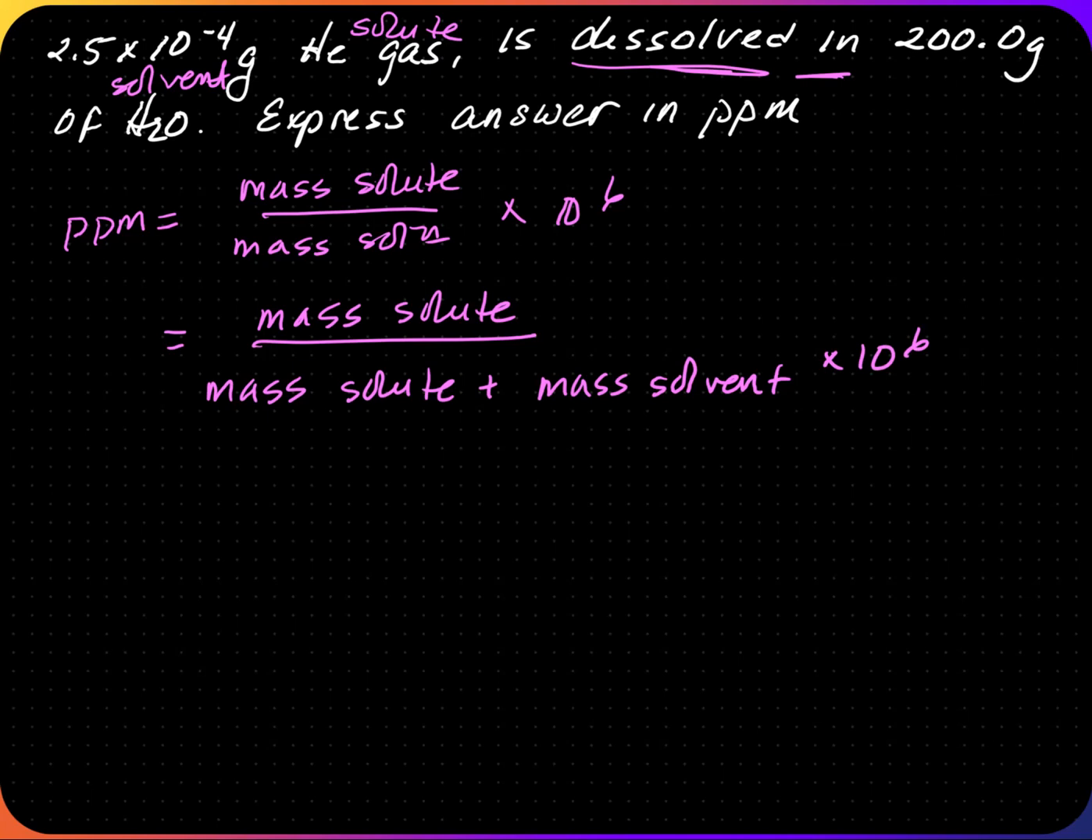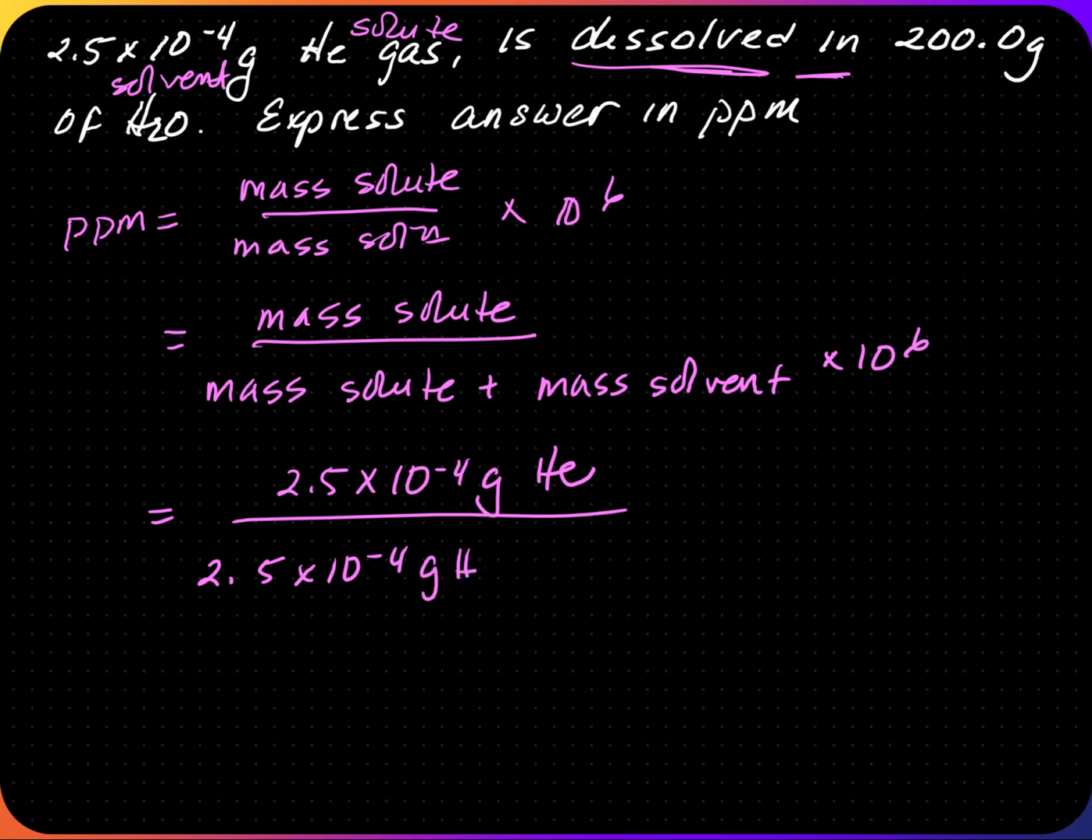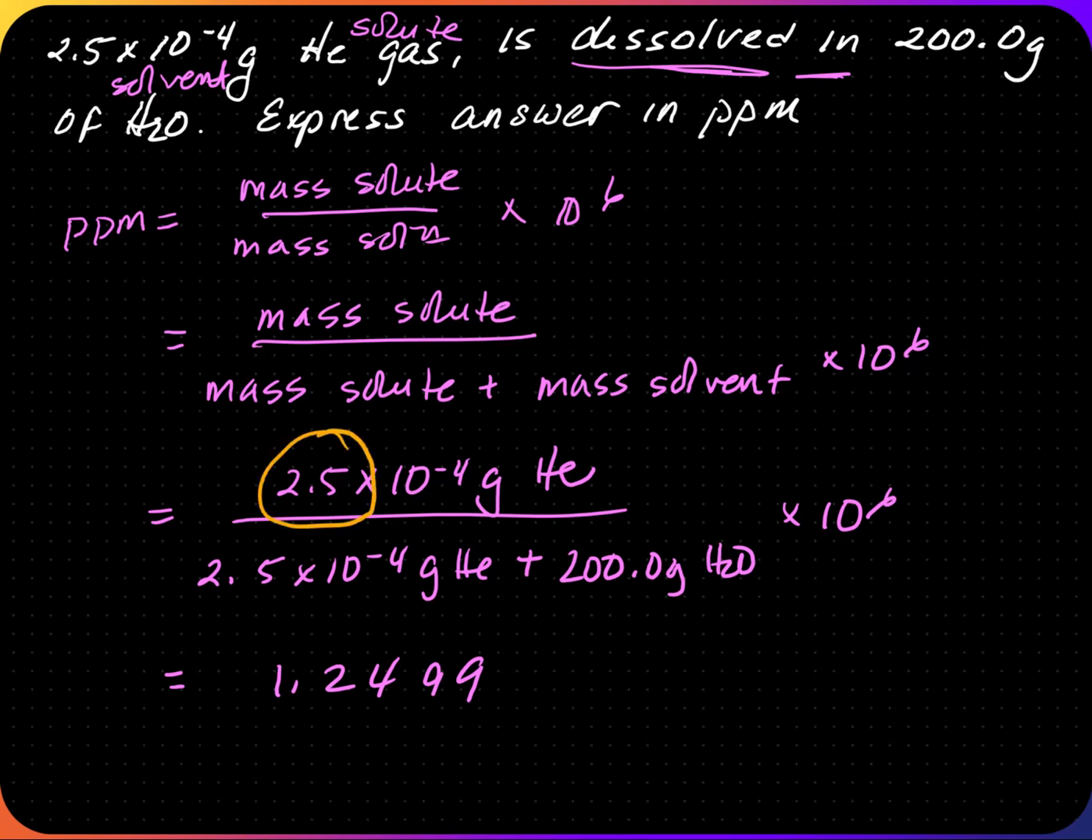Either way, it's okay. So my mass of solute here is 2.5 times 10 to the negative 4th grams, and this is my helium gas. And I'm going to plug in on the bottom for mass of solution, which is 2.5 times 10 to the negative 4th grams of helium plus 200 grams of water, times 10 to the 6th. If you do your math correctly, you get 1.2499. And if we have to do sig figs, there is 2 on top here because exponents do not count.